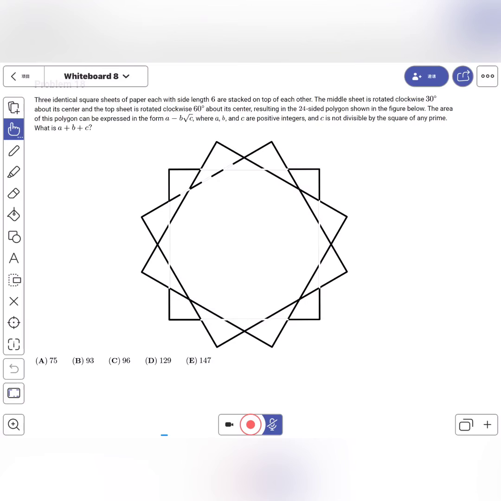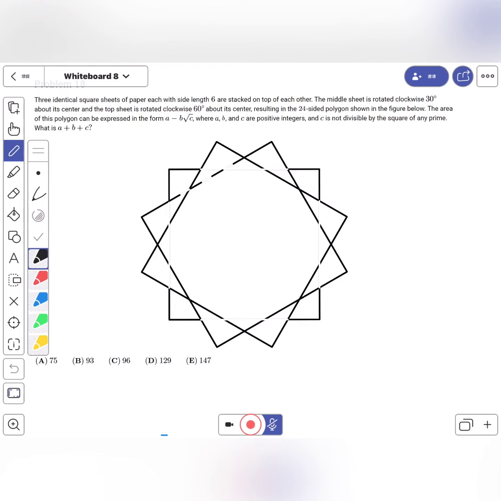Each side is 6, and the sheets are stacked on top of each other. The middle sheet is rotated clockwise 30 degrees about the center, and the top sheet is rotated clockwise 60 degrees about the center, resulting in a 24-sided polygon shown in the figure below. The area of this polygon can be expressed in the form of a minus b times the square root of c, where a, b, and c are positive integers, and c is not divisible by the square of any prime, which means that c doesn't contain any divisor that is a square. What is a plus b plus c?